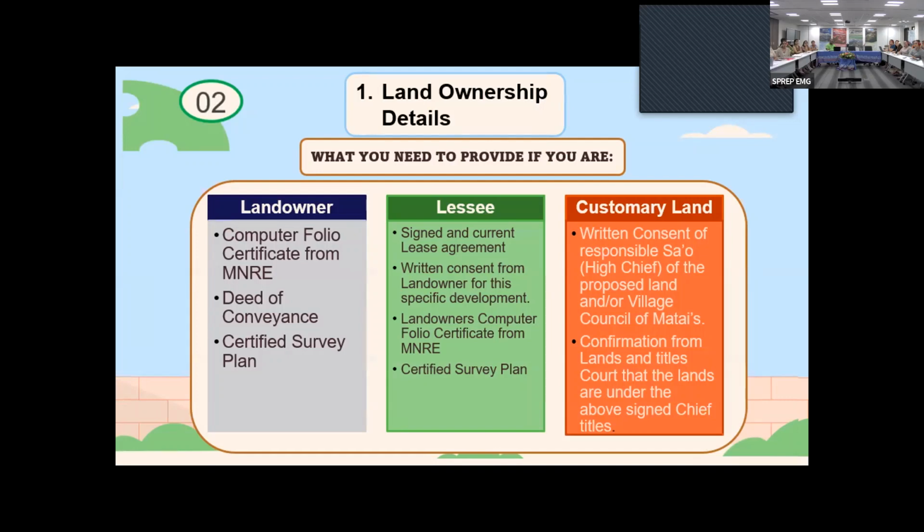We usually understand that in our land tenure system for customary land, each plot of land is assigned to a certain title. So you need to get that consent from the relevant title holder for that land.